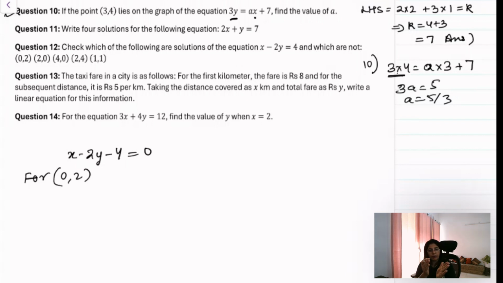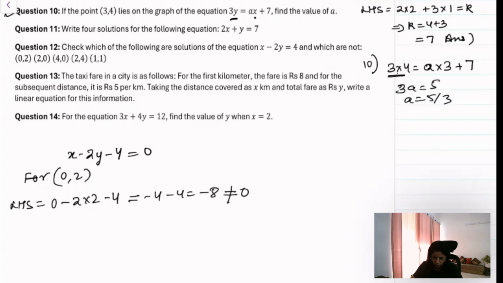(0, 2) means first the value of x and then the value of y. This you will learn in coordinate geometry also. So (0, 2) means x and y: x is 0 and y is 2. So 0 minus 2 into 2 minus 4, that is the LHS we are talking about, is equal to minus 4 minus 4, which is minus 8, not equal to 0.